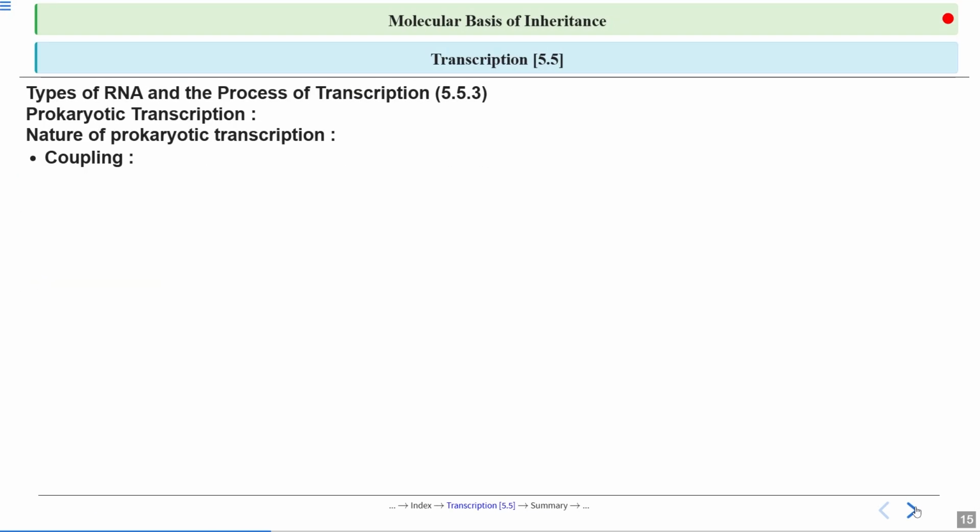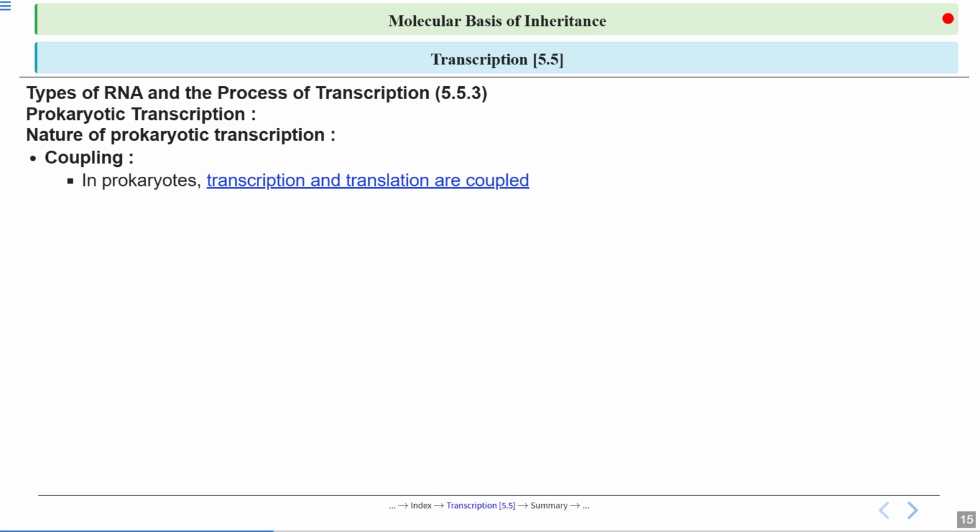Now what is the nature of prokaryotic transcription? It is coupled, meaning transcription and translation are coupled. What is transcription? DNA is transcribed into RNA. And what is translation? That RNA is going to code for protein. So both transcription and translation are coupled in prokaryotes.